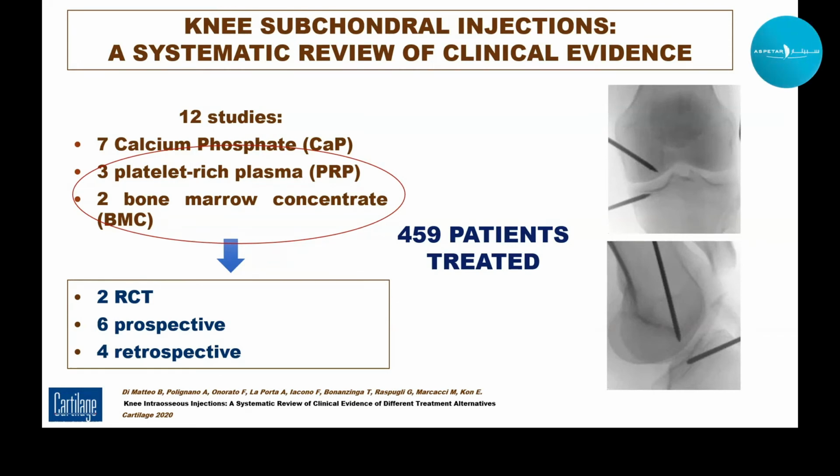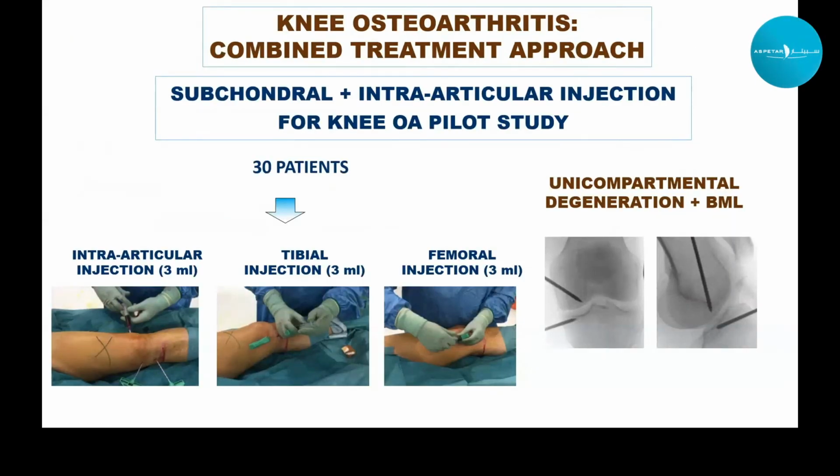When we look at subchondral injection in the knee, which is much less common than in the hip, as I already said, a lot of the studies deal with the injection of calcium phosphate cements, which is a different story. We can also talk about this, but now we are talking about stem cells and biologics, and we found 5 papers dealing with the injection of PRP and bone marrow concentrate in the subchondral bone. So it's a really interesting approach in these patients.